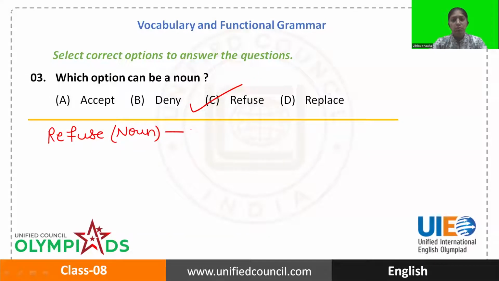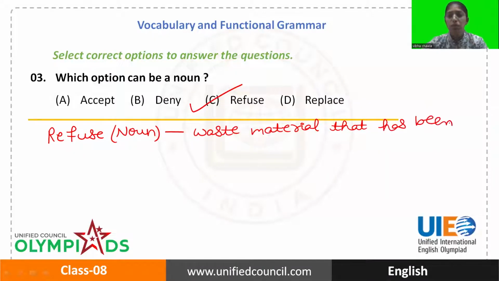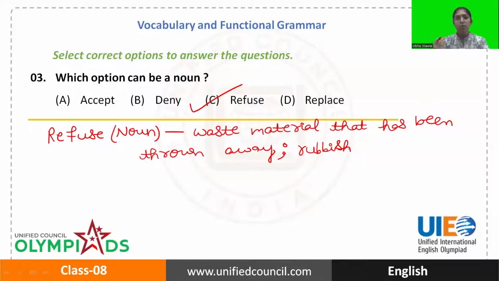Where it means waste material that has been thrown away, which you call rubbish, right? So rubbish, waste material that you throw away, that is also called refuse. So it is option C.